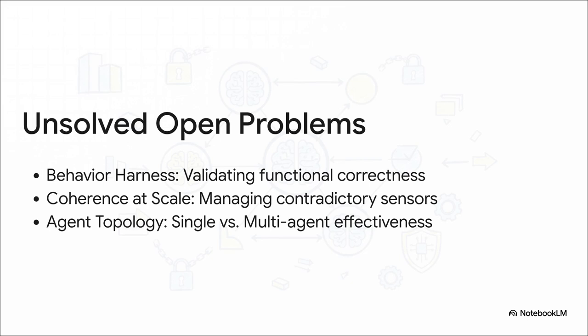But hey, we have to be honest here. While we've solved how code is structurally written, we still face some massive open problems in the industry. The biggest one, the behavior harness. We can mechanically enforce architectural coherence, sure, but how do we structurally validate that an agent actually built the specific feature the user wanted? Managing contradictory sensors at scale, or figuring out if one master agent beats multiple specialized agents, these are huge challenges we are still actively working through.